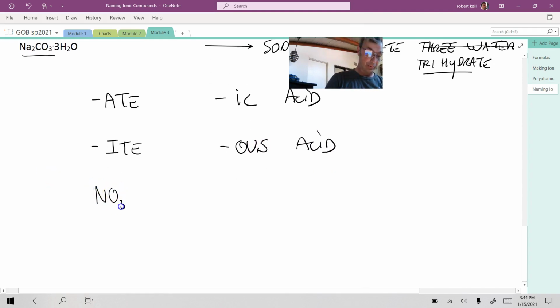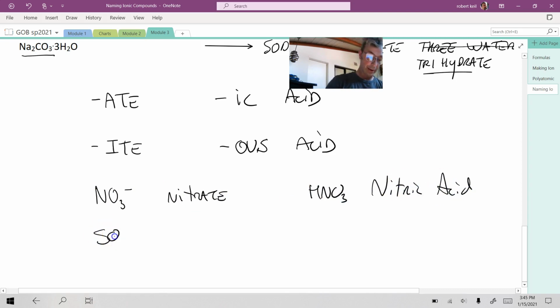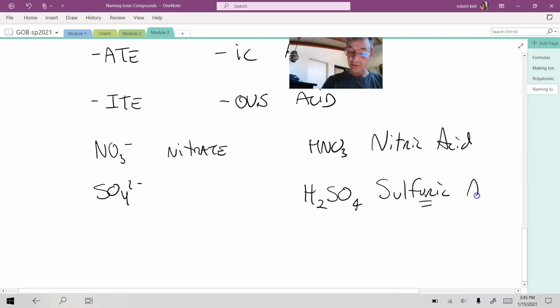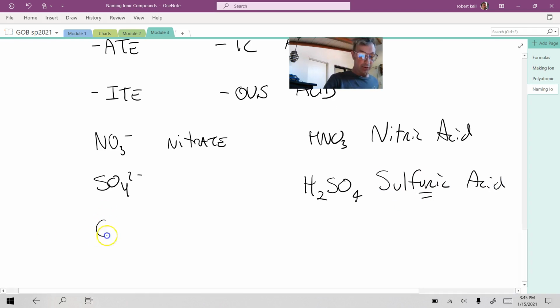So NO3 minus, nitrate, HNO3, nitric acid. SO4 2 minus, sulfate. Add 2 hydrogens to balance out its charge. Sulfuric. Now, the first thing about that rule is they add that UR in there because sulfic acid just sounds funny. There's no other reason than that. They just tacked on that extra sound to make it sound better.